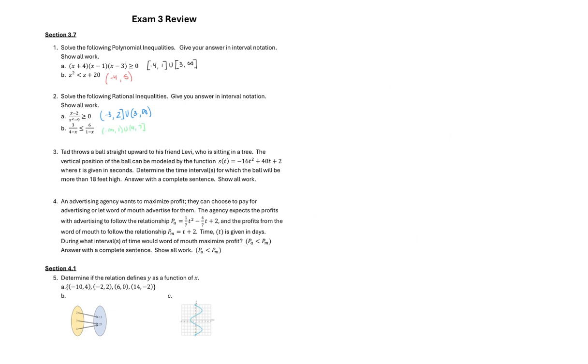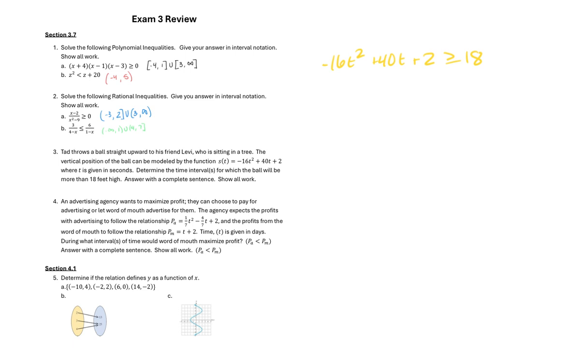So it gives us an equation and it asks to find for what time will it be more than 18 feet high. So we can just say that when is this function greater than or equal to 18? So negative 16t squared plus 40t plus 2. We want this to be greater than or equal to 18 because our S of t gives us our position.